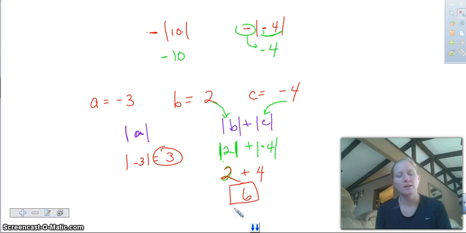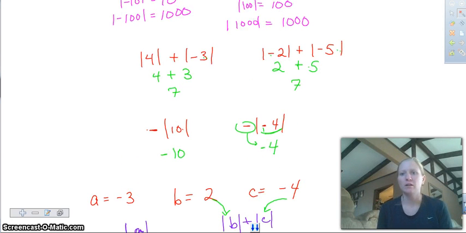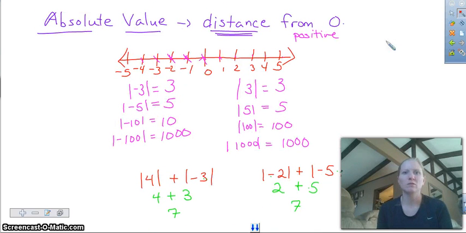Okay? So, those are the types of problems you're going to try today with absolute value. And what you need to remember is that absolute value is the distance from 0. It's always positive. Okay, that's all.